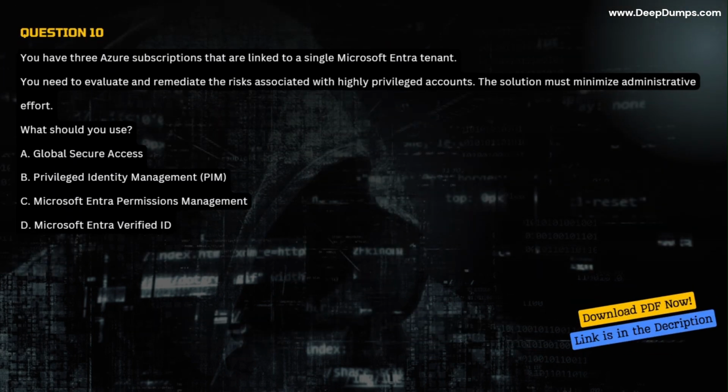Question 10. You have 3 Azure subscriptions that are linked to a single Microsoft Entra tenant. You need to evaluate and remediate the risks associated with highly privileged accounts. The solution must minimize administrative effort. What should you use? A. Global Secure Access. B. Privileged Identity Management (PIM). C. Microsoft Entra Permissions Management. D. Microsoft Entra Verified ID.